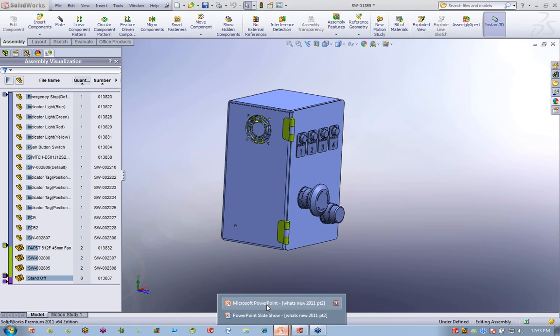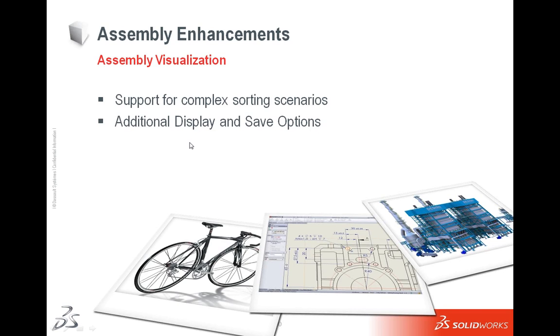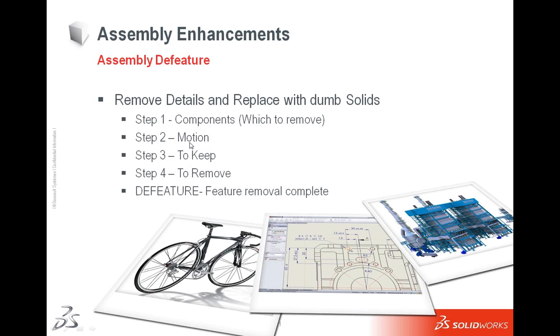Let's go back to my PowerPoint for a moment. Assembly Defeature. I know Nate got a chance to show you Defeature for parts. I just want to take you through Defeature for assemblies real quick. There are really 5 steps to using Defeature, and the great thing about the tool is that it's able to take you step by step to get you to that final option.